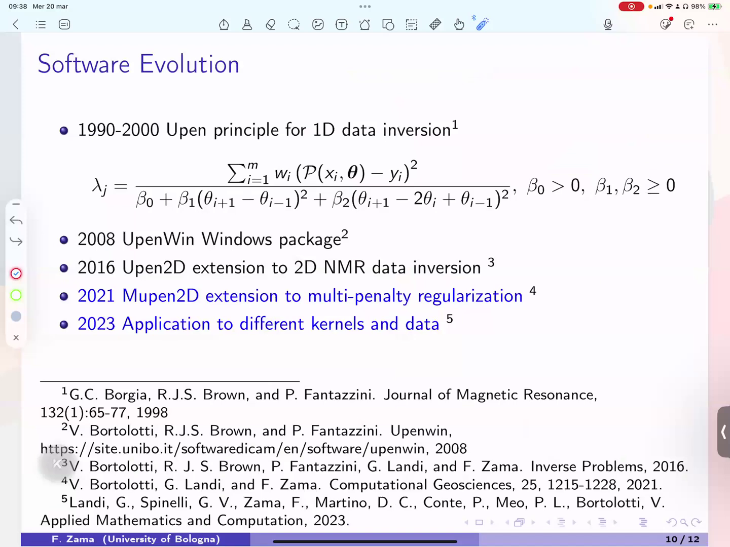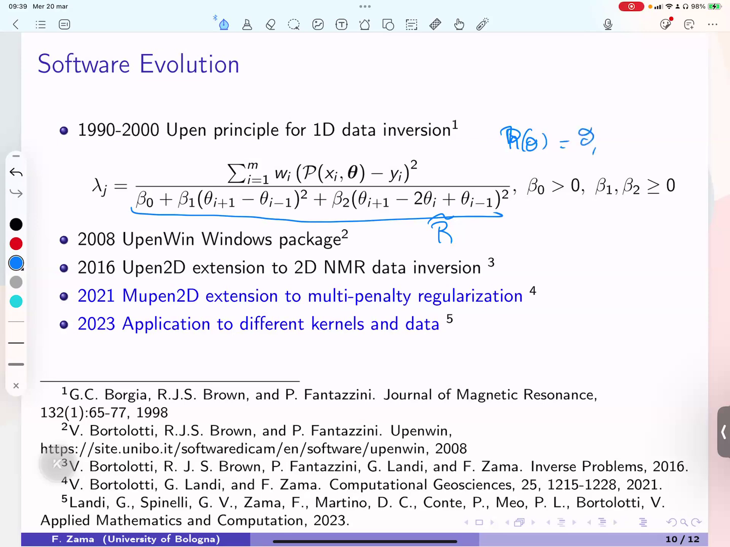So given this general framework, starting from the 2000s, this uniform penalty principle has been introduced for one-dimensional data inversion. And this is just a way to show you what I mean when I say that we have this function R tilde. This function R tilde is different from the function R. The function R is, in this case, simply theta I plus 1 minus 2 theta I plus theta I minus 1.